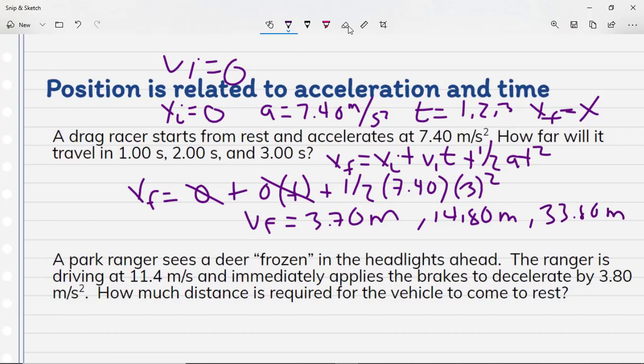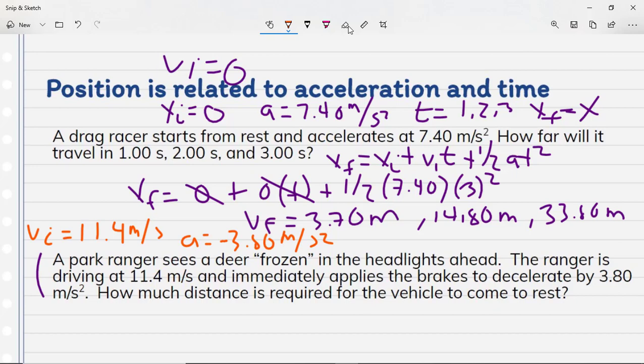Okay. So this bottom one here, a park ranger sees a deer frozen in the headlights above. The ranger is driving at 11.4 meters per second, so we have an initial velocity. Immediately applies the brakes to decelerate, so we have an acceleration. That's negative because we're decelerating. How much distance is required for the vehicle to come to rest?